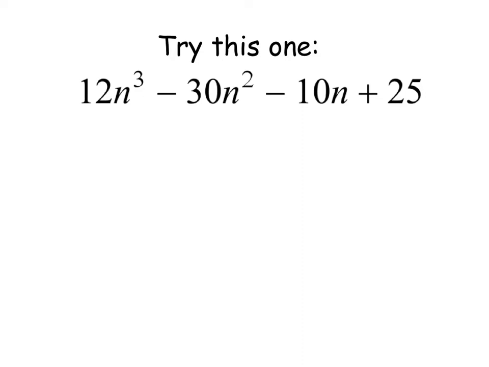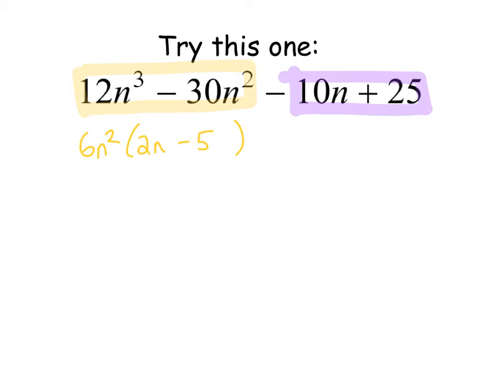Again, I don't see a common factor for all terms, but if we do the grouping in two separate groups, we might be able to work it out. Let's see. The first two terms, 12n cubed and 30n squared, a common factor of each of those is going to be 6n squared. That's the greatest common factor, the greatest thing that goes into both. And we would need to multiply by 2n and minus 5. Just stop and take a second, check that, distribute that back in your head, and see how you're going to get the 12n cubed minus 30n squared back.